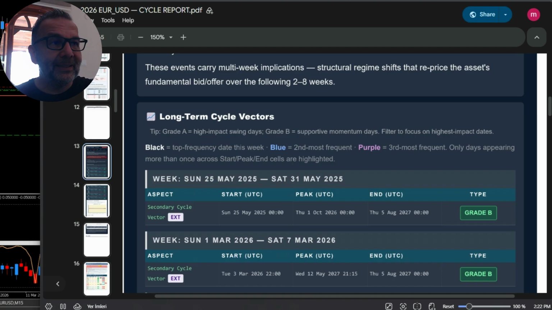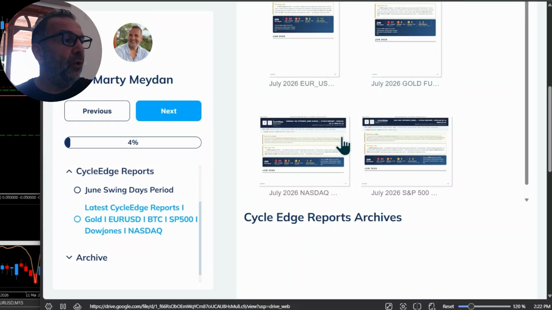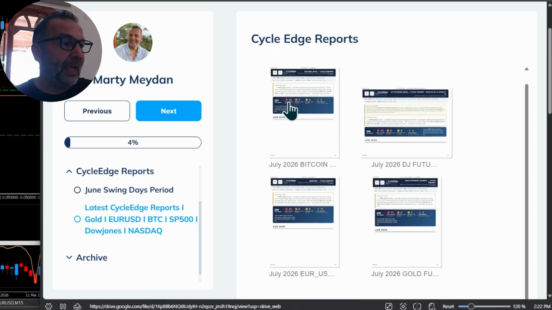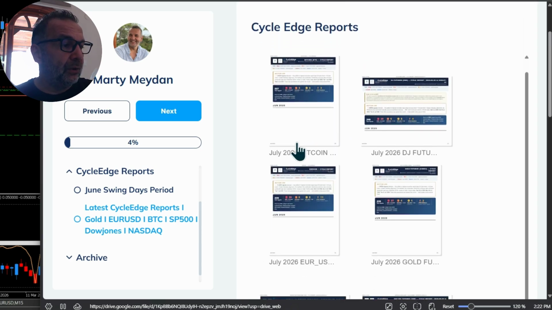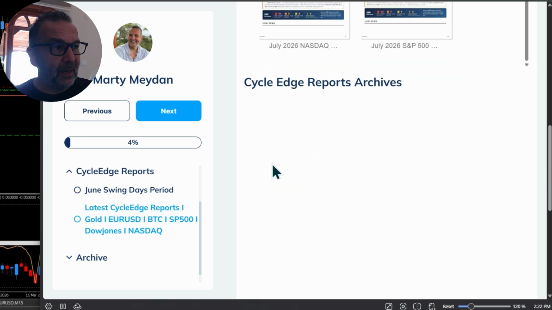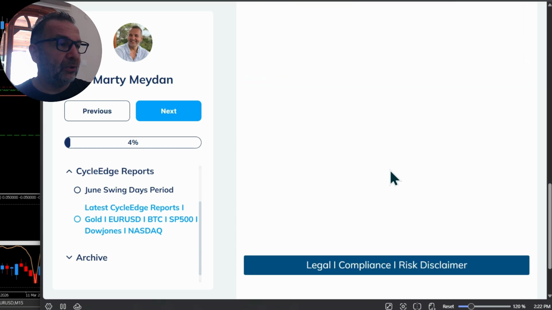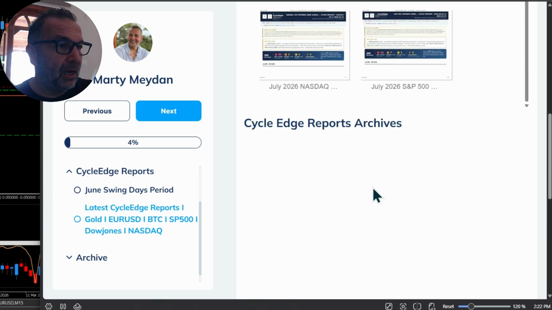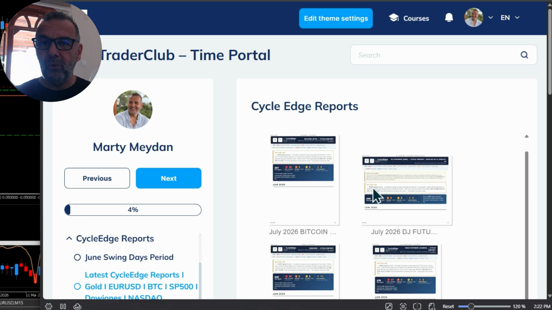This is pretty much the same thing for whatever you're trading. These are the assets that we have: Bitcoin, Dow Jones, Eurodollar, gold, Nasdaq, SP 500. As they get older, as I put new ones here, you'll see the older ones right underneath it, so you don't have to go somewhere else. They'll all be archived at the bottom here. If it gets too crowded, I'll separate it later on down the line, but let's see how that goes in the meantime. And that's basically all with the report.